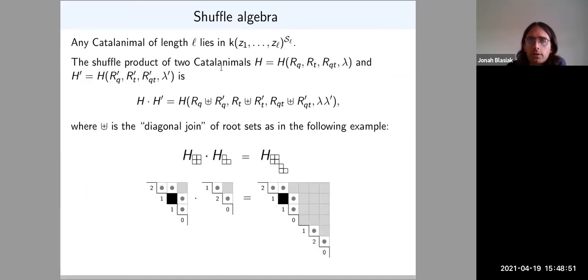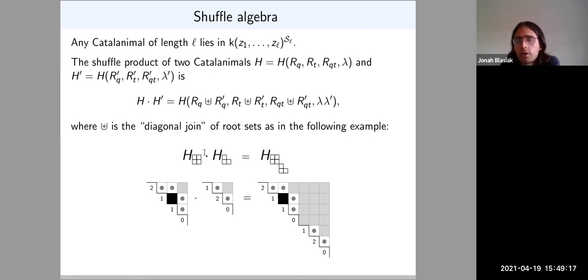Okay, so to further connect the shuffle algebra to the Catalanimals, here's an interesting observation. Notice that any Catalanimal of length L lies in this space of symmetric rational functions, because we define them by symmetrizing. They don't all lie in the shuffle algebra though, so they lie in the big shuffle algebra, not the shuffle algebra in general.